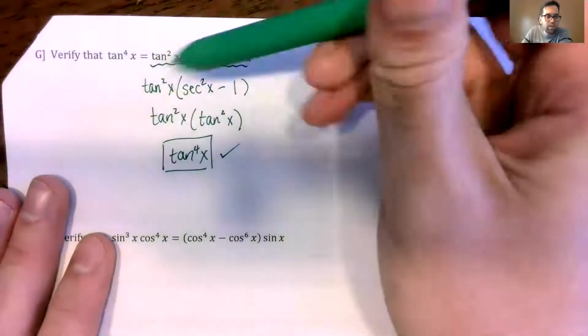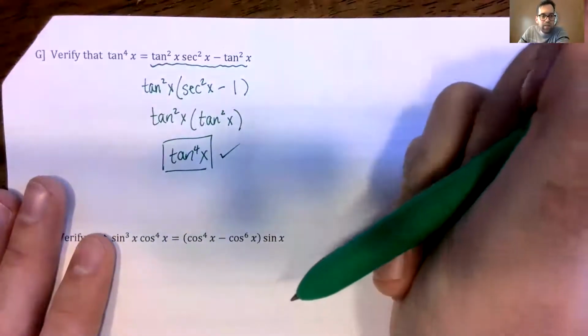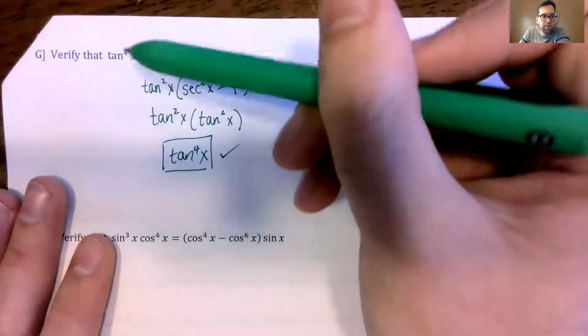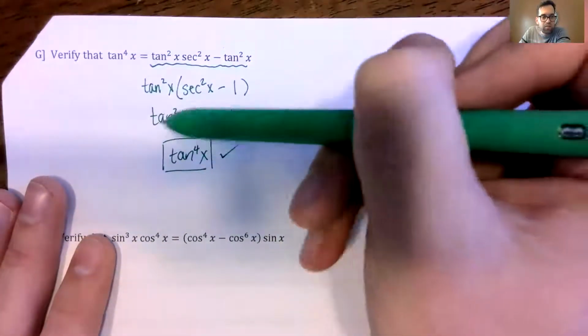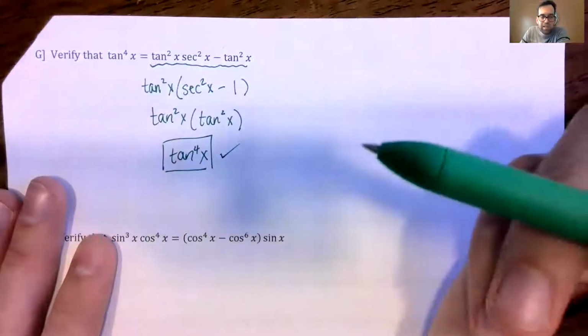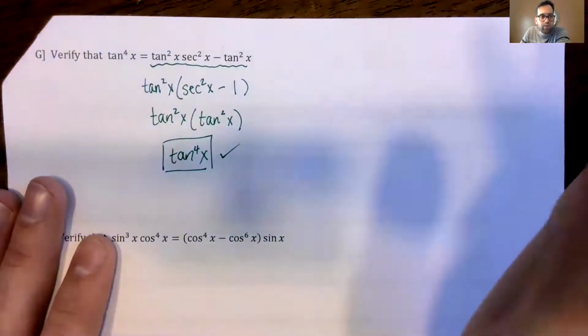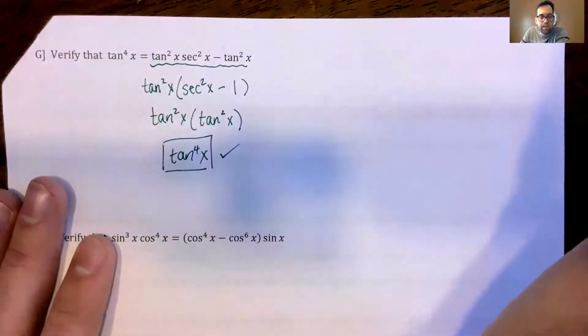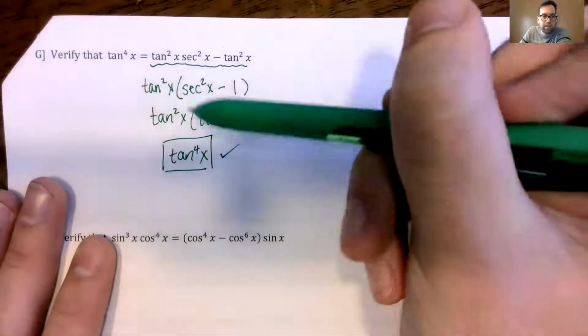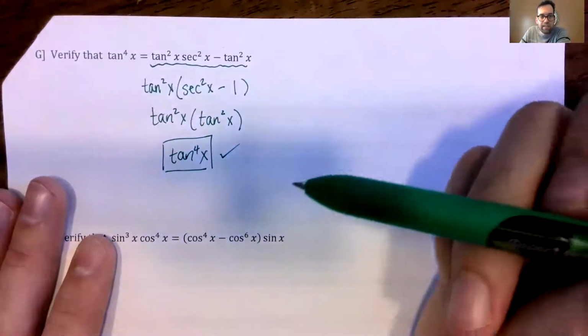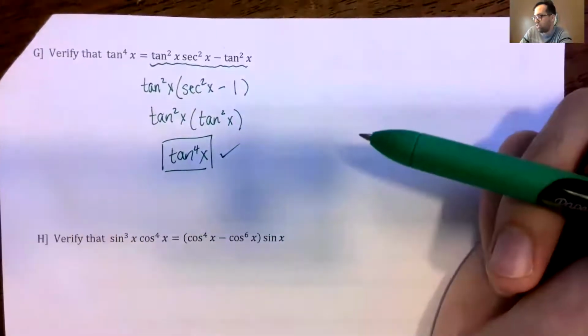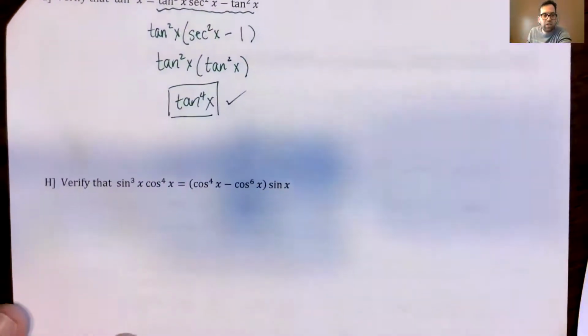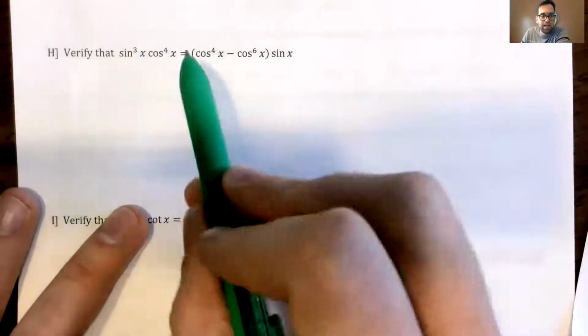All right, if you start with the left side in this one, it's going to be a little bit more complicated. You're going to have to think through separating tangent squared x and tangent squared x, which I don't think is really fully obvious logically. So it's a lot easier to start with the more complicated side and then try to simplify using our strategies. So let's try that again in letter H. We're going to verify that the left side equals the right side.